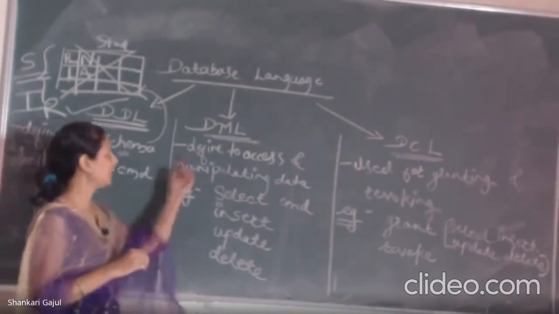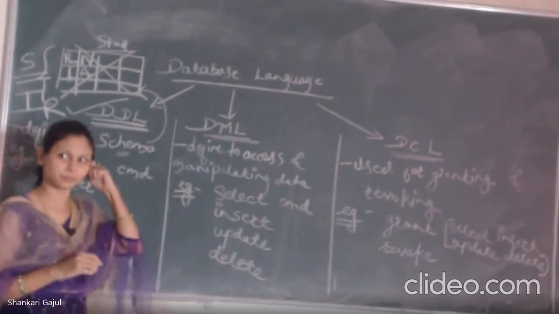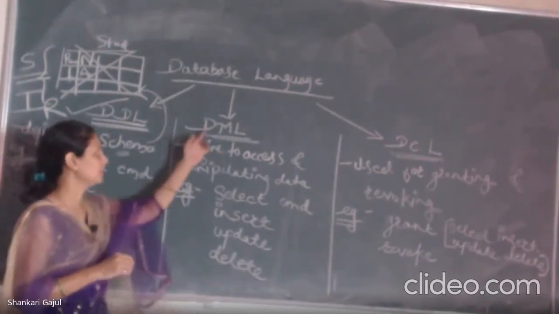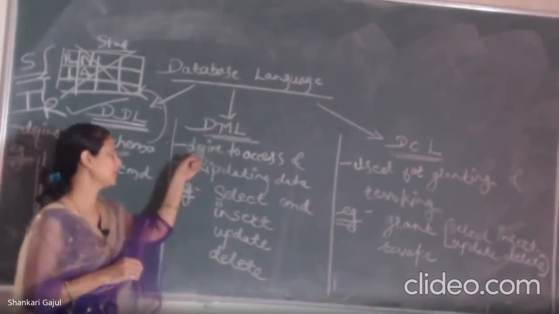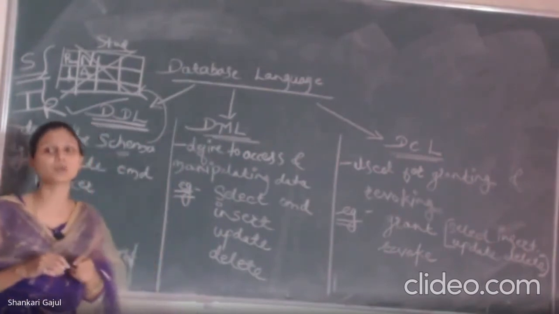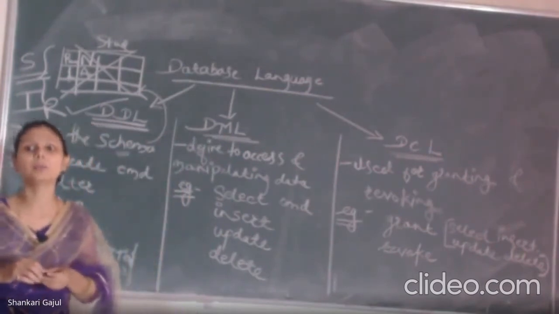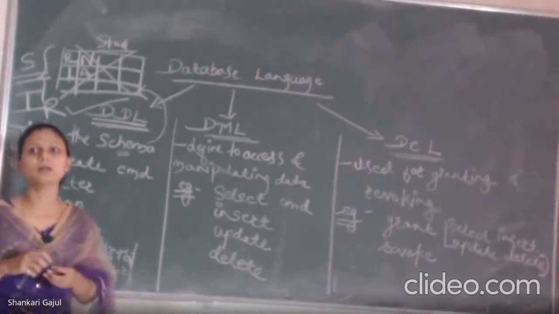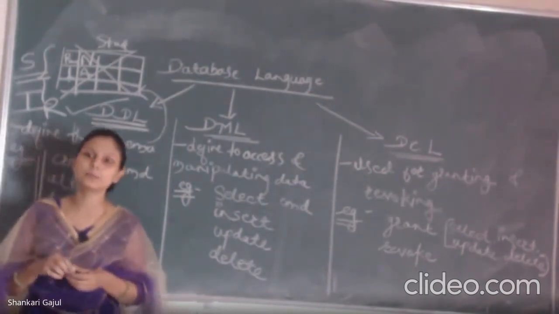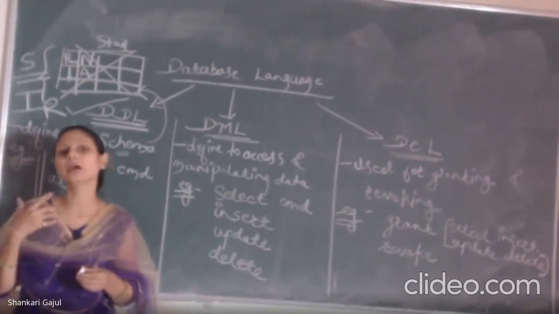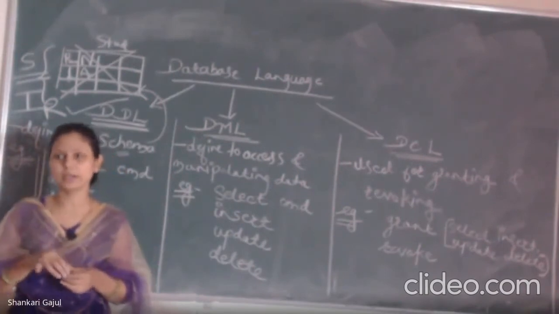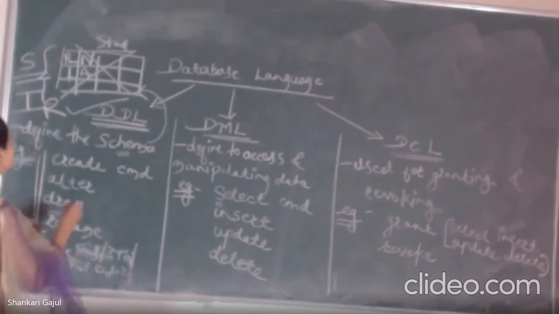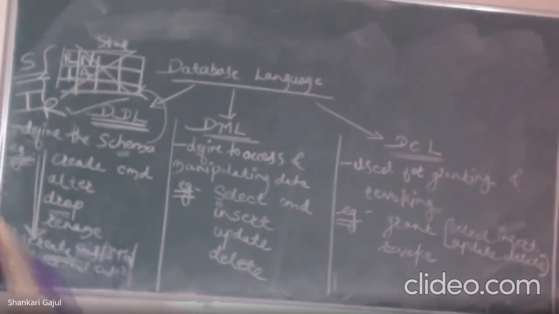So what do you mean by data manipulation language? Okay. So this is the data manipulation language. Data manipulation language is used to access and manipulating the data into the database. Suppose I want to read or I want to access the data from the database. Okay. And I want to do some operations on the database also. Okay. I want to read. So take the same example.